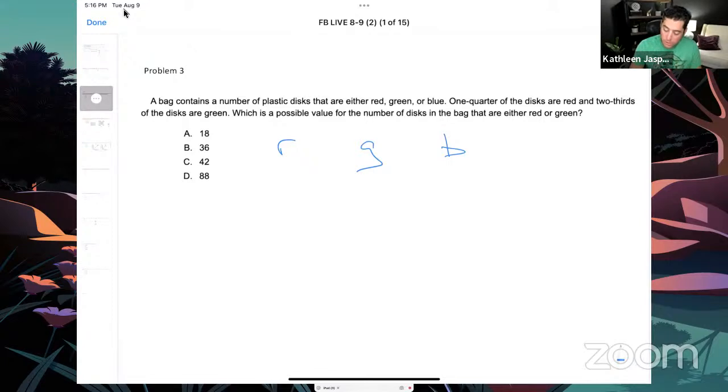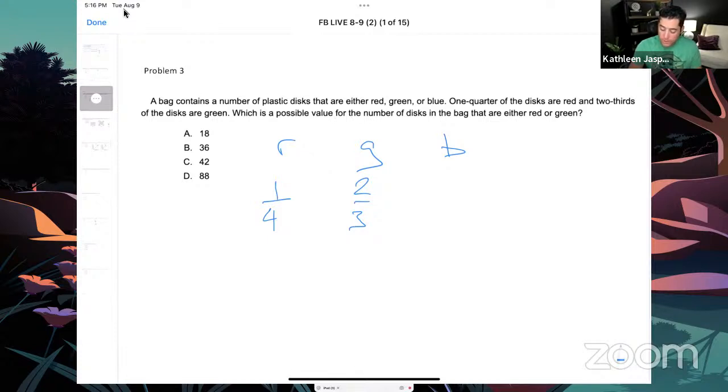And it tells you 1/4 of them are red. So I got 1/4, so I can represent it as 1/4 are red and 2/3 are green. What's the possible value of the number of discs in the bag that are either red or green? So I've got 1/4 and 2/3. You think, oh, can I just add those up? And I've got fractions, but how in the world am I going to get an answer if all I've got is fractions? So that's another way of how we're going to figure this one out.